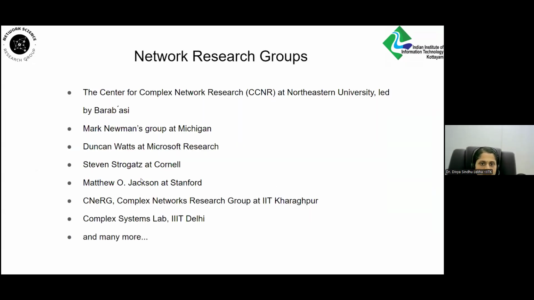And these are some of the network science research groups in India and international groups. You can have a look into each one of these groups in IIIT Delhi, IIT Indore, IIT Kharagpur and others. Many groups are currently doing very good research in network science.